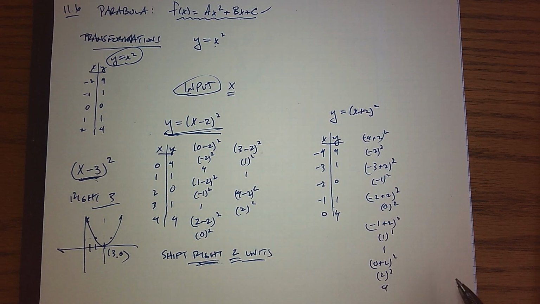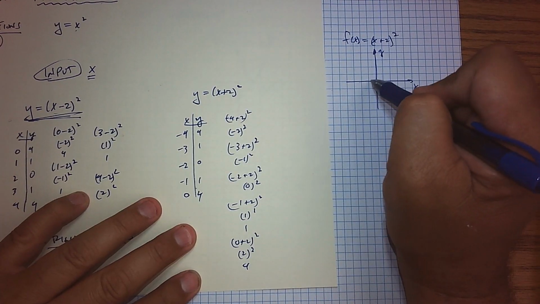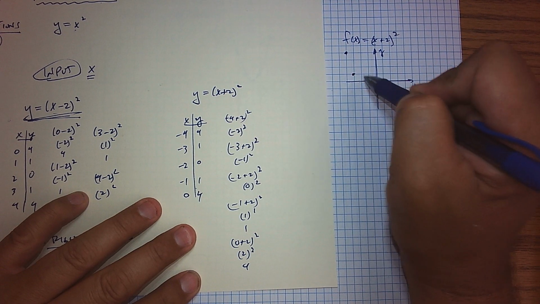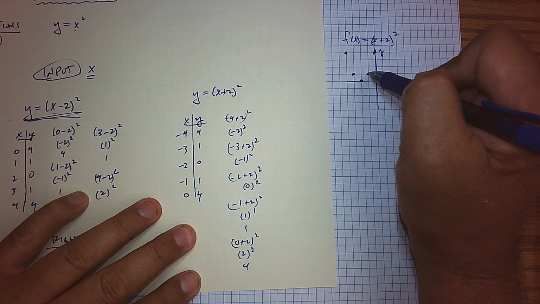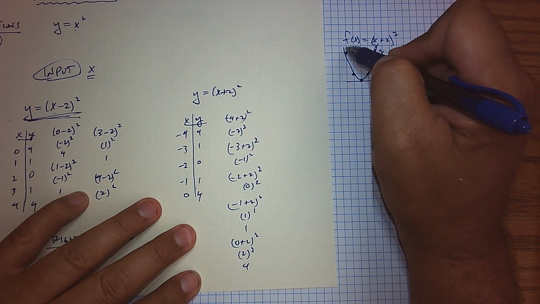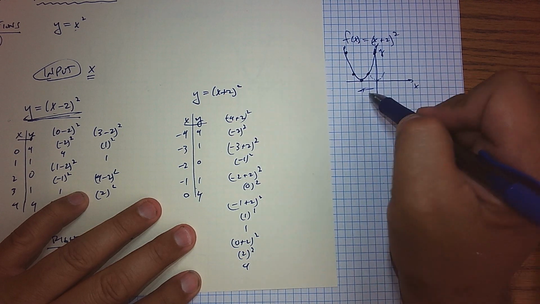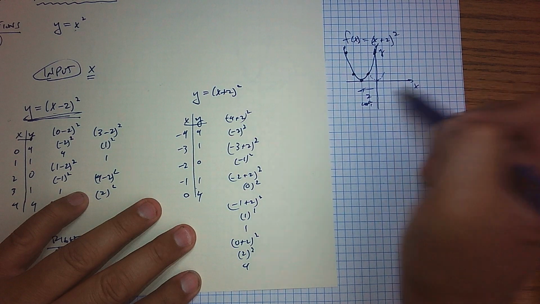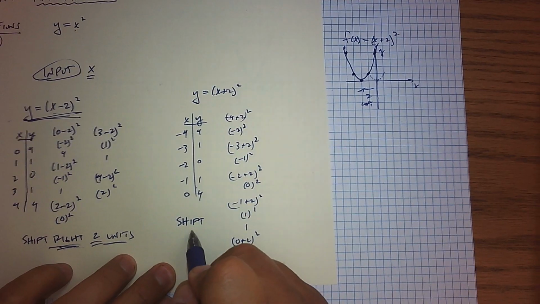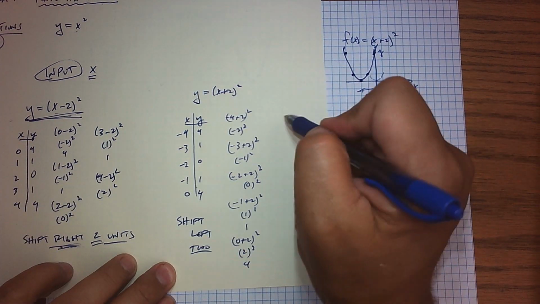So I now have those data points to plot. If I go to my grid and plot those points, we have (-4, 4), (-3, 1), (-2, 0), (-1, 1), and (0, 4). So there's where my parabola is now. Remember, the original one started right here. You can see the graph shifted over 2 units to the left. That's what this does. So we have a shift left 2 units.